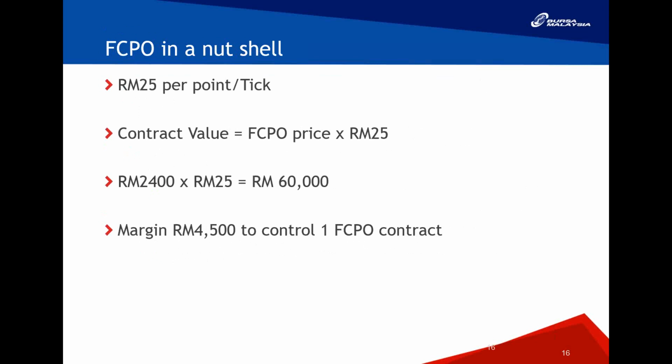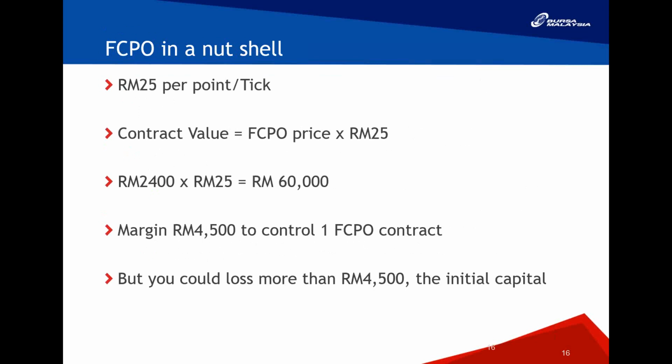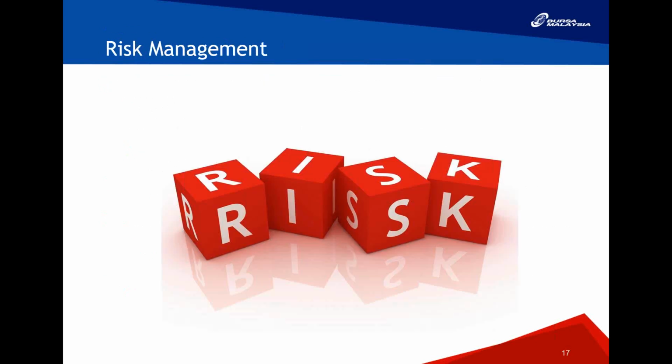That will be a much better way to calculate your risk. So if you use 4,500 to control one CPO or FCPO contract, then you could actually lose more than 4,500, which is the initial capital. So this will be your basic understanding or elements that you must understand before you start trading this CPO.